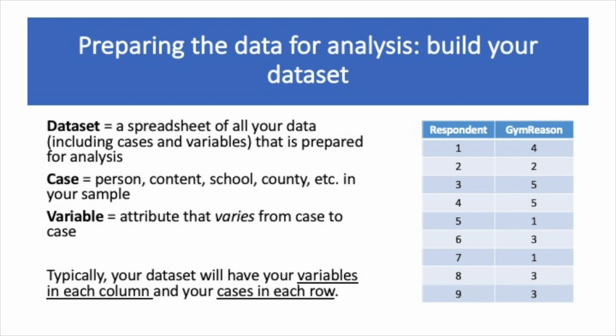So what you see here is a data set that has variables in each column. There's only one variable here, gym reason, and cases in each row. For respondent 1, the value for gym reason was 4. For respondent 2, it was 2. For respondent 3, it was 5, and so on. This is a pretty simple example, right? This is not a data set that we could really analyze. We've got nine respondents, nine cases, and only one variable for them. So this isn't something that we could really do much with.